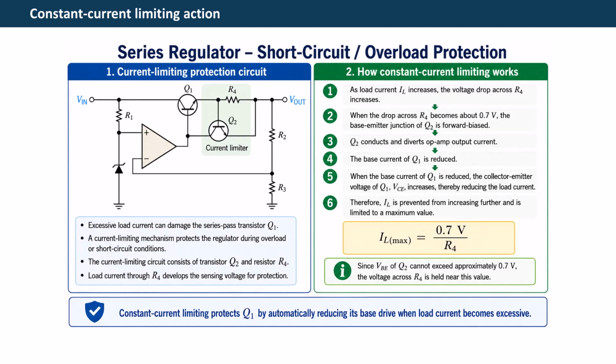When the base current of Q1 is reduced, the collector emitter voltage of Q1, VCE, increases, thereby reducing the load current. Therefore, IL is prevented from increasing further and is limited to a maximum value. IL maximum is 0.7 volts divided by R4. Since VBE of Q2 cannot exceed approximately 0.7 volts, the voltage across R4 is held near this value.